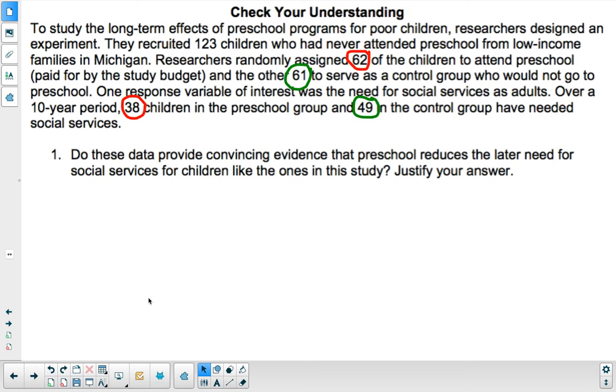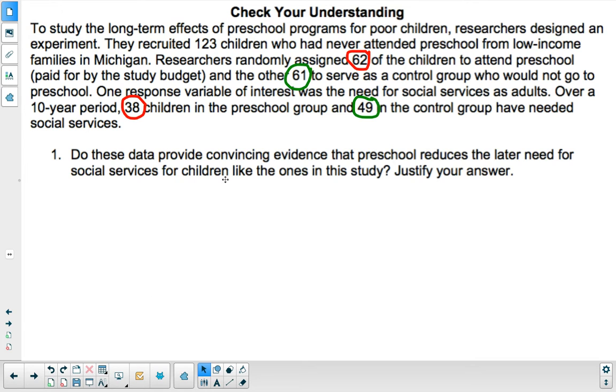One response variable of interest was the need for social services as adults. Over a 10-year period, 38 children in the preschool group and 49 in the control group have needed social services. Do these data provide convincing evidence that preschool reduces the later need for social services for children like the ones in the study? Justify your answer.